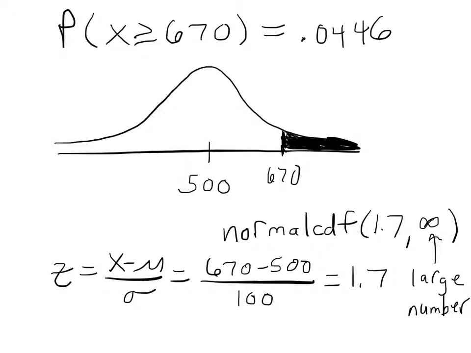Again, this is assuming that the scores are approximately normal with a mean of 500 and a standard deviation of 100. So this has been just kind of an introduction of basic properties of the normal curve, a crash course on computing some probabilities using the calculator, and finding a z-score.